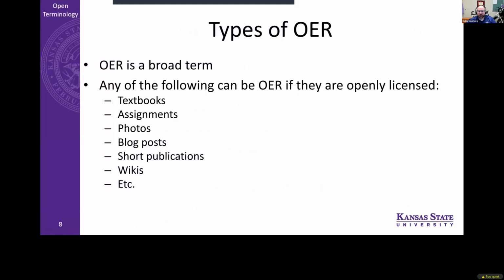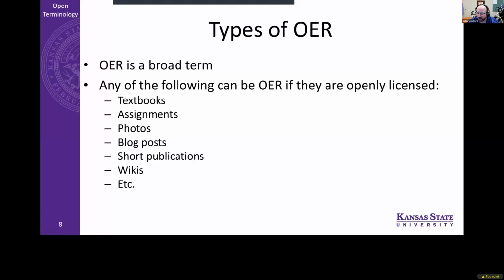So I mentioned textbooks as one example, but we can also make things open that include assignments. It could be photos or blog posts or short publications. One example I think about quite a bit is extension publications that our extension service puts out at K-State. We could make things like that be open. It could also be wikis. Wikipedia is one example, but there's lots of other applications of wikis. So there's many different things that we can openly license.